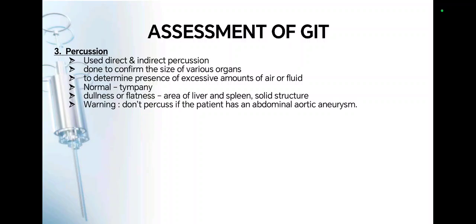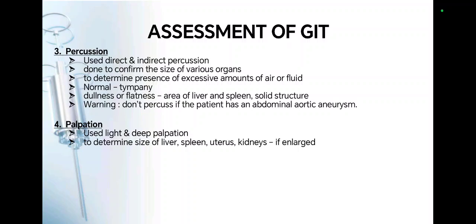However, again, warning, do not percuss if the patient has an abdominal aortic aneurysm. Why? Because the aneurysm may rupture. What do you call this? It may cause, it may aggravate the problem.